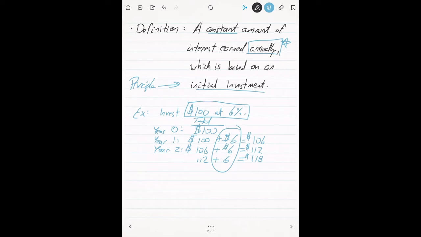So this is not the same as other concepts of interest that you might have. Banks do oftentimes compound interest, so they might find 6% of $106 and then add that on and then take 6% of that higher amount, et cetera. That's not this case. That's not simple interest. Simple interest is the same amount every single year.